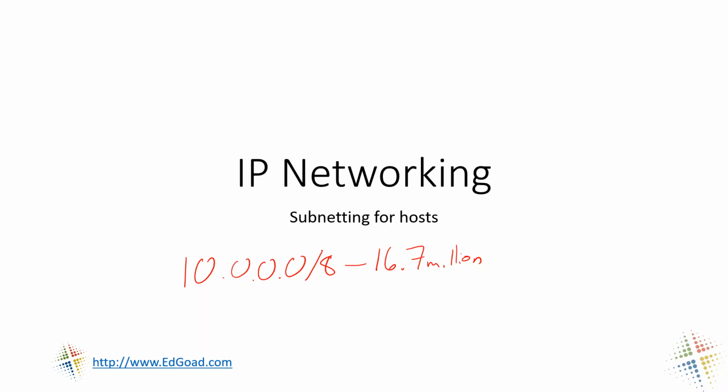For instance, let's say I have a small office with 100 people. Well, in that case, I don't need 16.7 million addresses. I need 100 addresses in my environment. And so I want to take this large network that I have and break it down into a smaller network capable of supporting 100 people. So this is a process called subnetting, or making sub-networks, and sizing them specifically based on the number of hosts needed in that environment.